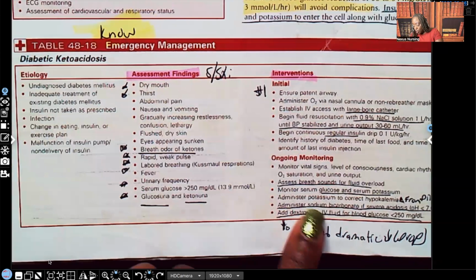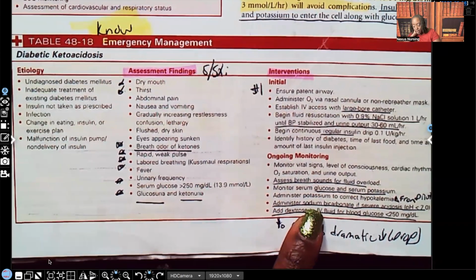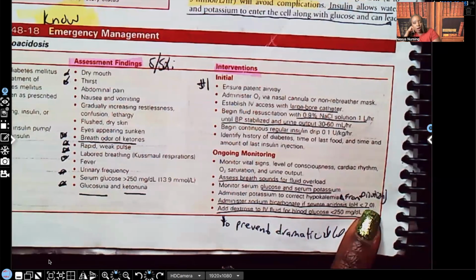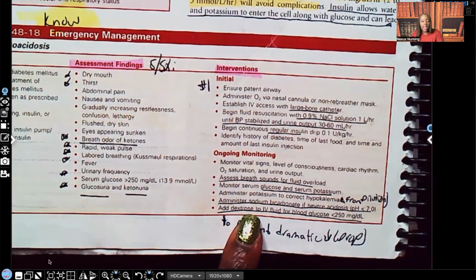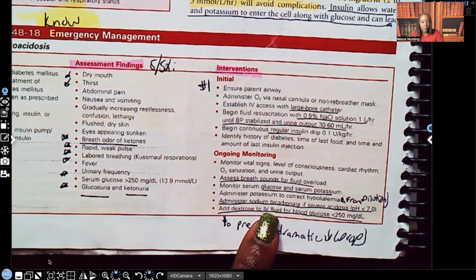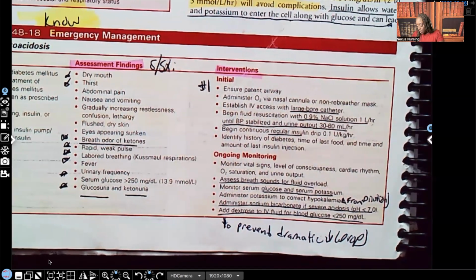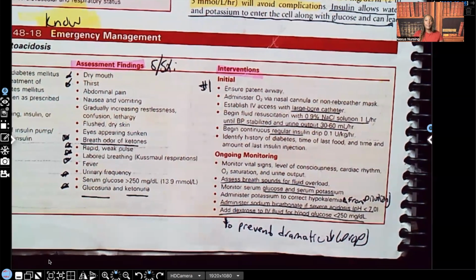We're going to administer sodium bicarb if the patient has severe acidosis. And that severe acidosis, that's our pH dropping to less than 7.0. Remember, normal is supposed to be 7.35 to 7.45. And last, we're going to add dextrose to the IV fluid for blood glucose levels less than 250. What did I write here? To prevent dramatic decrease drop.